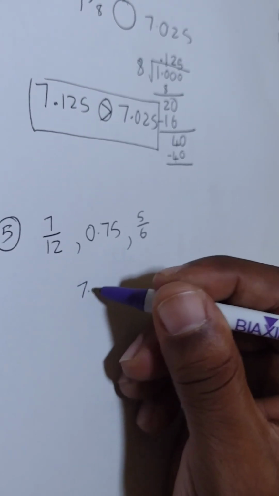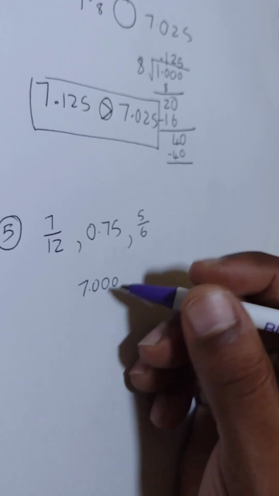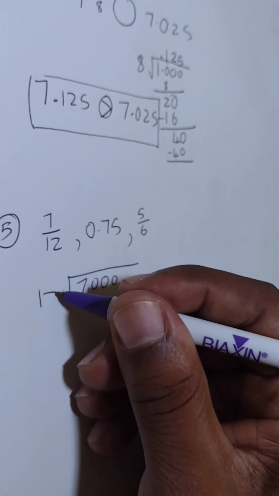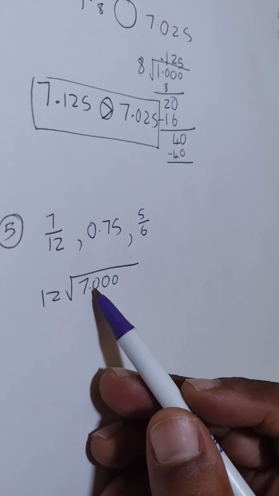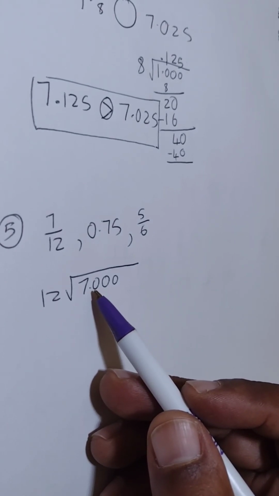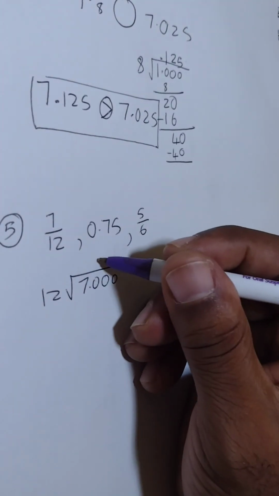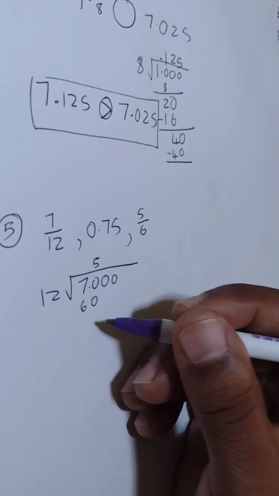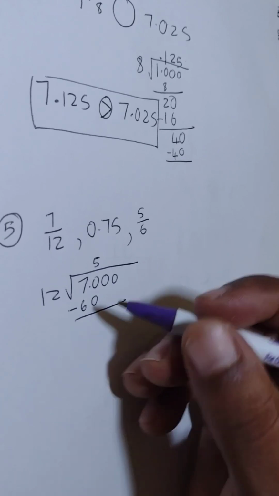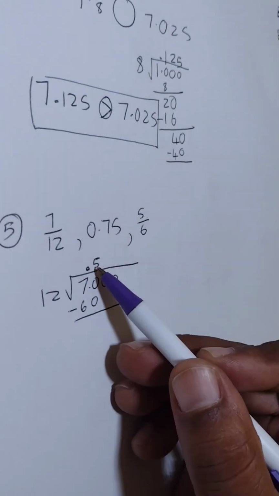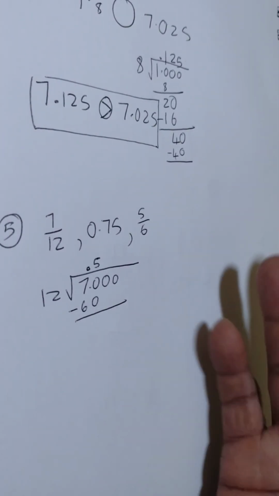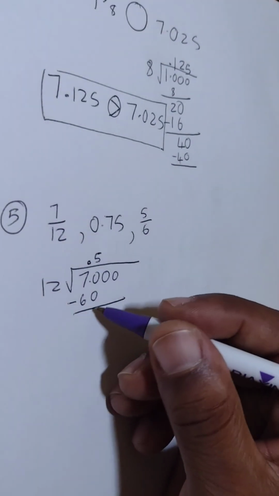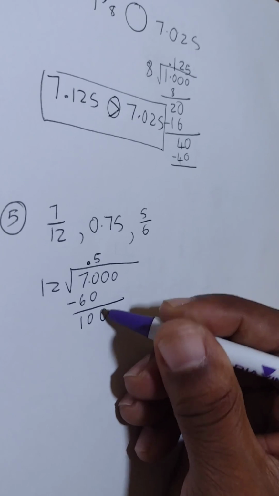So we take the 7.0, 0, 0, 0, as many zeros as we want, divide it by 12. How many times is 12 going to go into 70? 12 times 4 is 48. 12 times 5 is 60. So it goes into it 5 times, minus 60. You subtract that. This is 0.5. Immediately I see it's smaller than that. Do I need to go any further? I do not need to go any further. Okay? You subtract 60, you get 1, 0, 0.